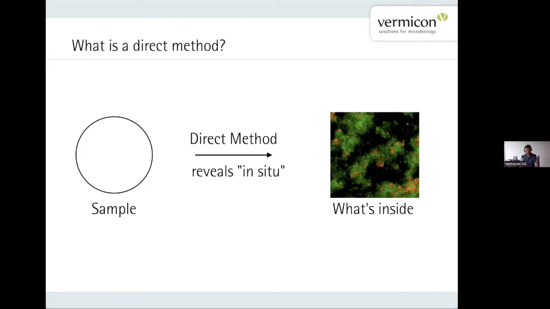No, it's just a sample, and you want to know what's inside. That's easy. It's like a room. There are a group of people, and you want to know what people are inside. What people are they inside?